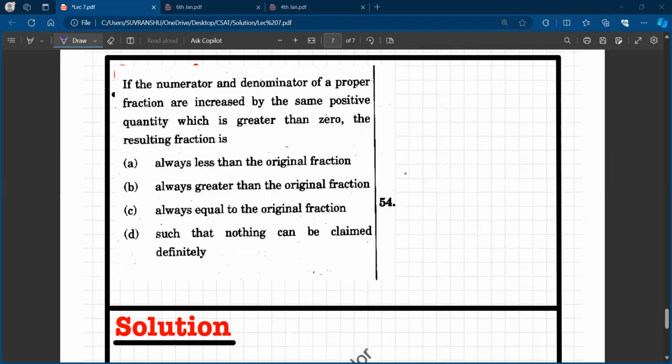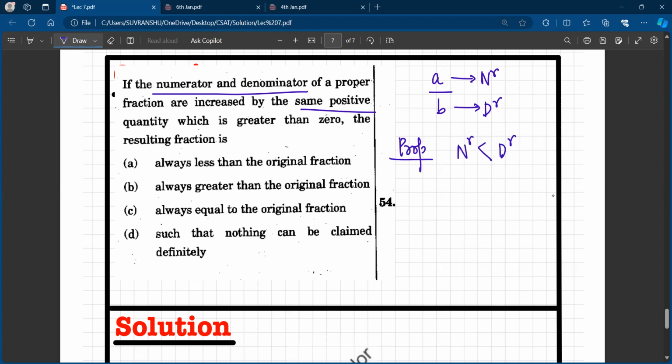And the next question says, if the numerator and denominator of a proper fraction are increased by the same positive number. Now what is a proper fraction? A by B. And A is what? A is the numerator, B is the denominator. Now, if it is a proper fraction, what will happen? The numerator will be less than the denominator. Example, say 3 by 5. It is a proper fraction.